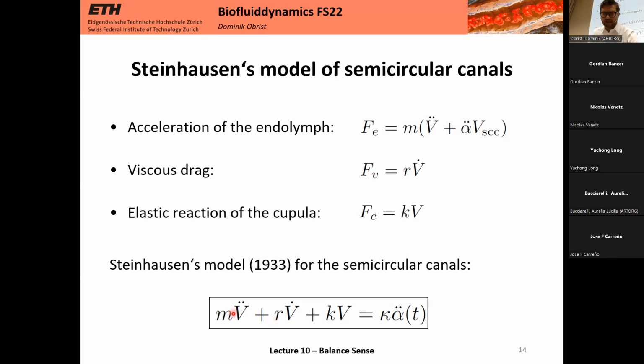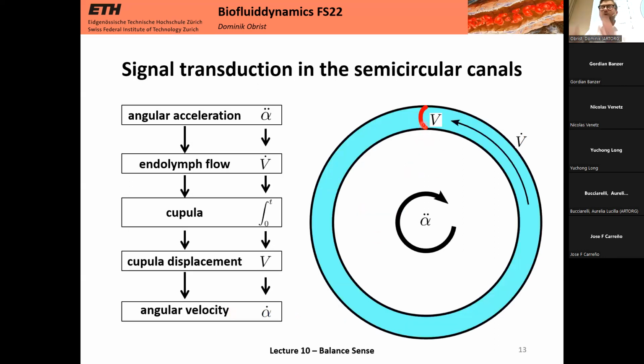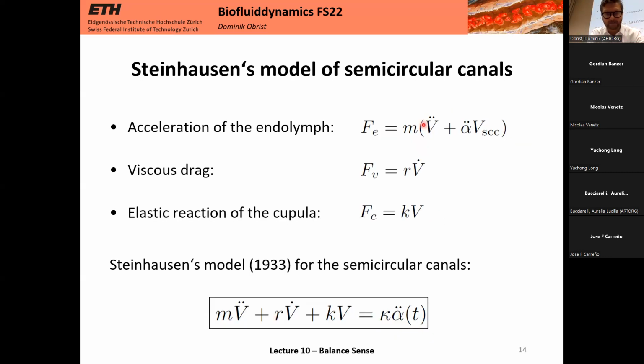If V again is the volume under the cupola, how much the cupola is displaced, then V dot dot, the second derivative, has something to do with acceleration. V dot has something to do with velocity, and V has something to do with the displacement itself. Okay. So where do these terms come from? Well, the first term comes from this formula here. This is really the basic, think of Newton's second law, force equals mass times acceleration. So the mass, that would be the mass of the whole fluid in the whole canal.